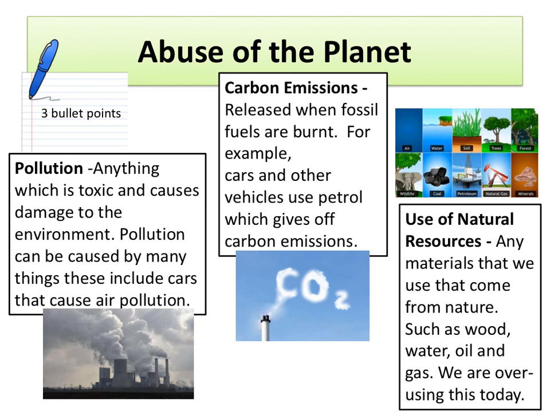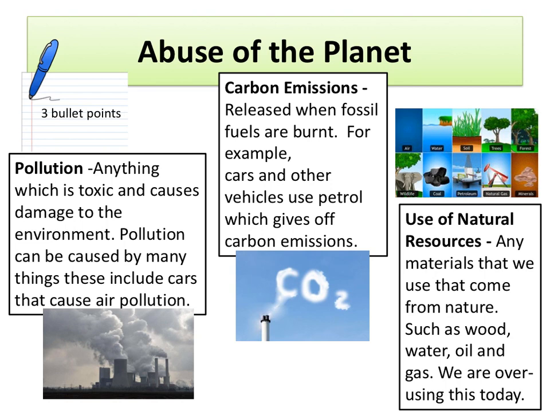The first of them is pollution. Anything which is toxic and causes damage to the environment is classed as pollution. It can be caused by many things, including cars that cause air pollution. We can also refer to things like litter as pollution, toxic waste, oil spills, factory emissions. All sorts of things are classed as pollution. Anything going into the environment which is toxic, which damages it.